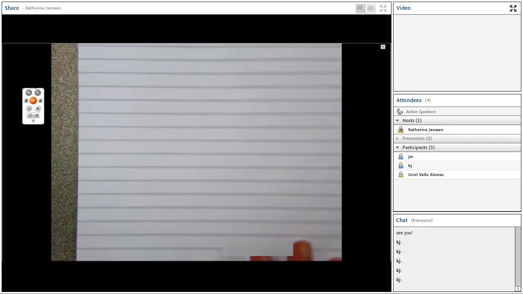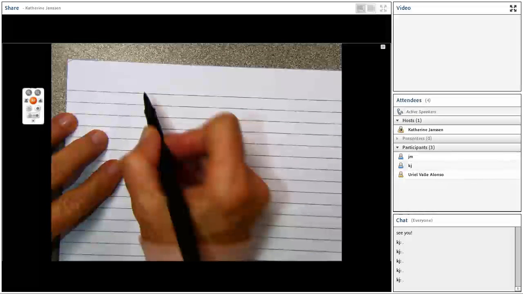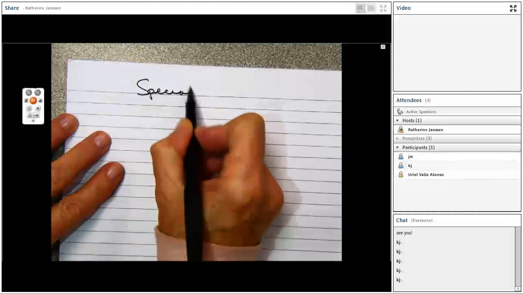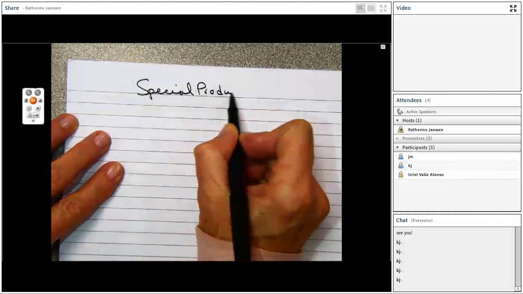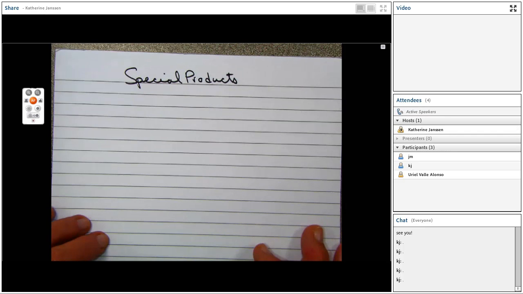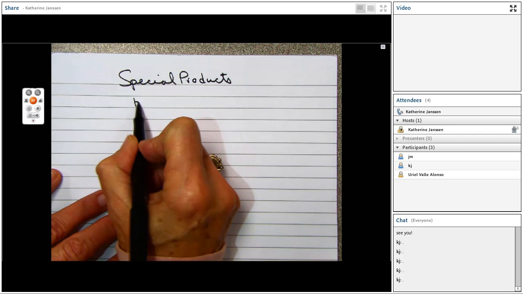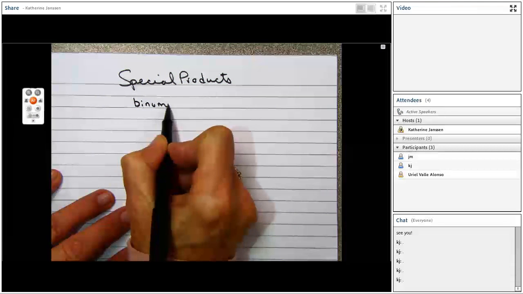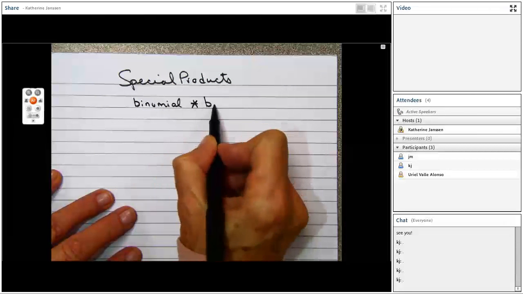Well, then we begin to look at special products. Product means our answer when we multiply. So we're looking at special cases when we multiply, particularly polynomials. And we're looking at these special products when we have a binomial times a binomial.